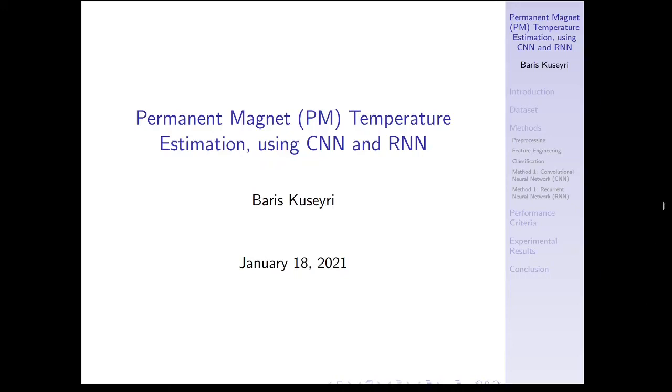Hello to all, my name is Barış Kuseri, and today I'm going to present you my project titled Permanent Magnet Temperature Estimation using convolutional and recurrent neural networks. There's a navigation bar on the side of the presentation, so you can also follow where we are at any time.